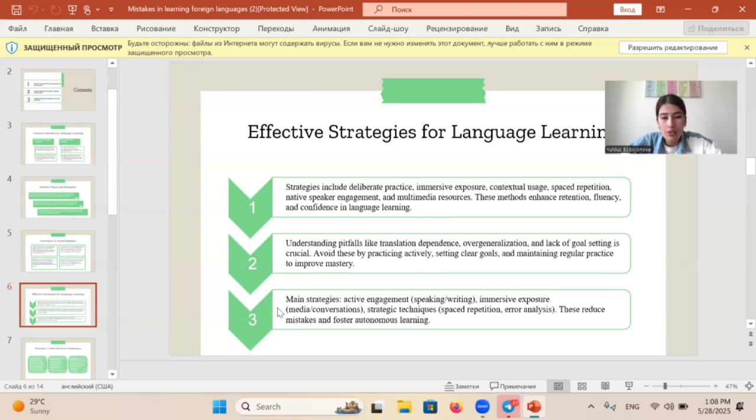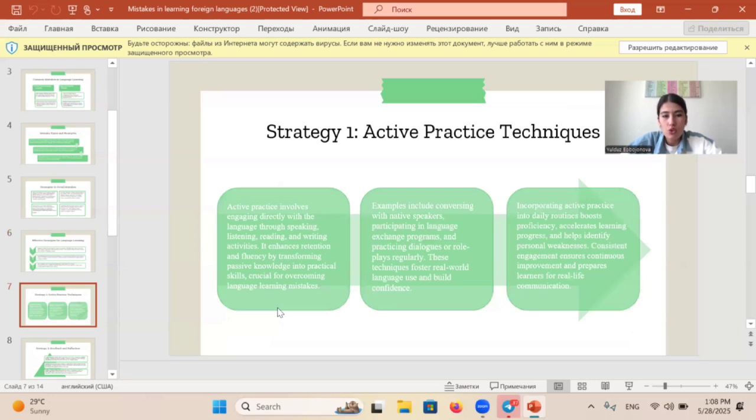Understanding pitfalls like translation dependence, overgeneralization, and lack of goal setting is crucial. Avoid this by practicing actively, setting clear goals, and maintaining regular practice to improve mastery. Main strategies: active engagement, speaking, writing, immersive exposure, strategic techniques. These reduce mistakes and foster autonomous learning. And strategy one: active practice technique.